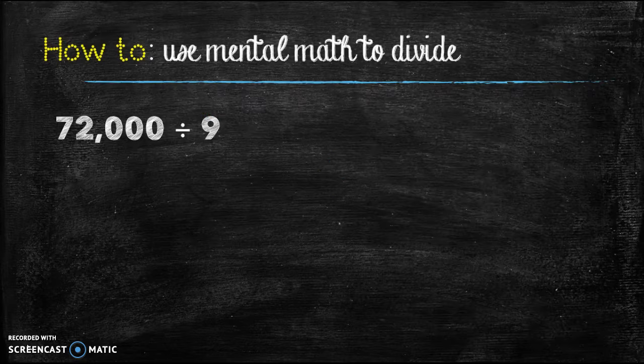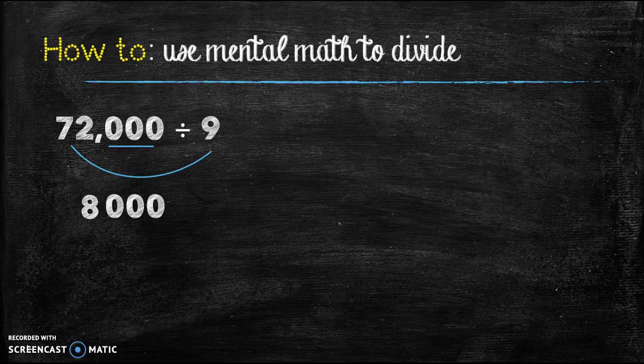So our first lesson is going to tell us how to use mental math to divide. So here we have a problem, 72,000 divided by 9. In order to use mental math, we're going to think of 72 divided by 9 first. What is 72 divided by 9? If you said 8, good job, because it is. So then we're going to count how many zeros we have left in our problem. 1, 2, 3. So we're going to bring 3 zeros after the 8. Don't forget to add the comma, and then we have our answer. 72,000 divided by 9 is 8,000.